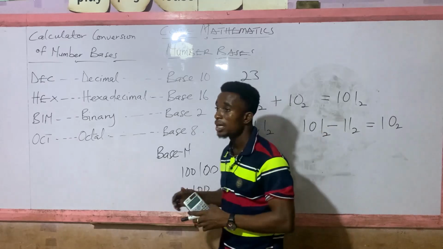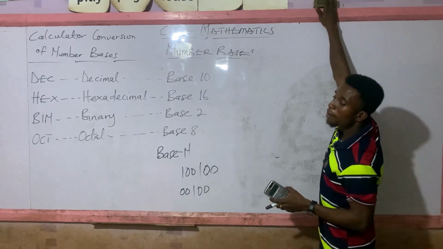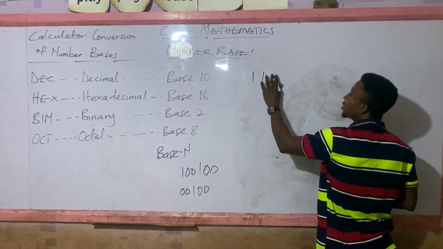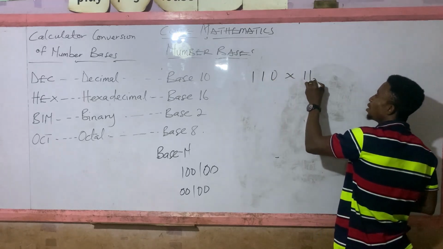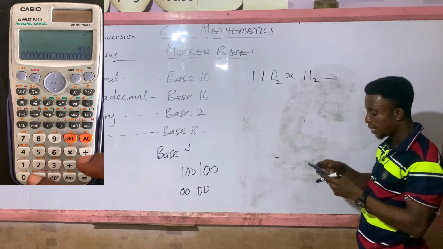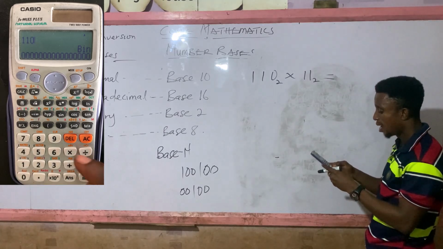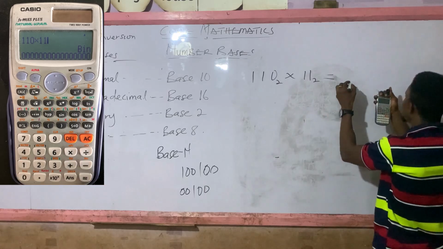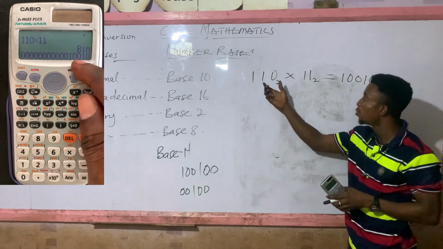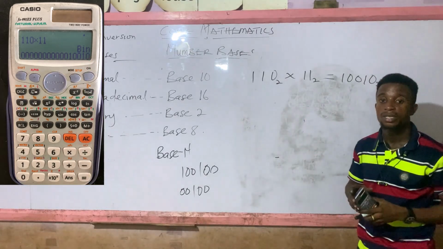Let's see that of the multiplication too. The same thing applies. You can put 1 1 0 times 1 1 base 2, and be given this to solve. Let's see how that one is done. You click on the bin so you see the zeros, then I have 1 1 0 times 1 1. You click on equal to, then it gives you 1 0 0 1 0 base 2. If you solve this vertically, it is going to get you 10010 base 2. Do we get that?